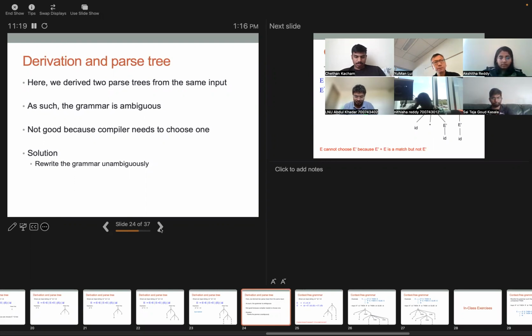So this is not a good thing for the same grammar. For the same input, it could produce 2 different parse trees, which is not a good thing. Okay, you want it to be unique. So what are we going to do? We need to rewrite the grammar so that it will not generate more than one parse tree for the same input.